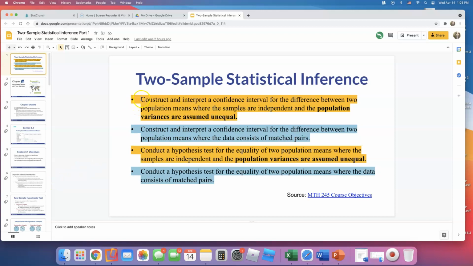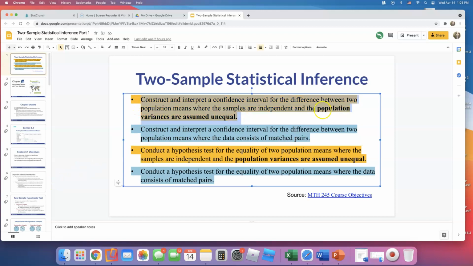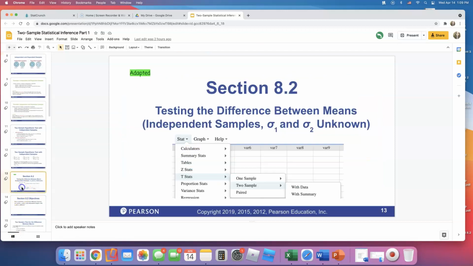But I just realized that we only really have to look at the cases where the population variances or standard deviations are assumed unequal. It's all right. So let's get started on this.